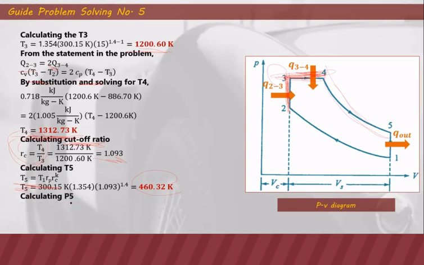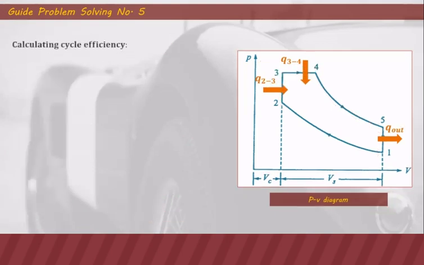And then for P5, you can use also the relationship. P5 is equal to P1 times T5 over T1. We use this relationship since we know that process 5 to 1 is a constant volume process, then we can cancel out the volume in the combined gas law. Then we can get this one. So we have P5 as 1.53 bar. As you can see, we were able to get all the pressures and temperatures at all points.